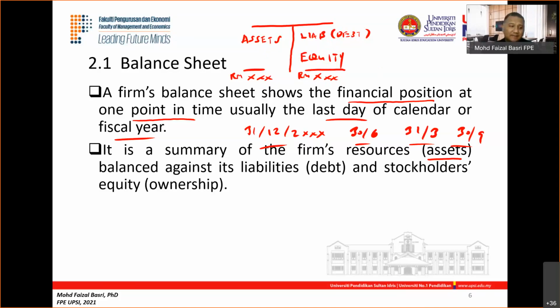But again, as I said, because this is not accounting, this is finance, we are more focused on the analysis. So you don't have to worry whether the accounts will be balanced or not, because the documents will be presented to you with a balanced account. You don't have to worry about creating the documents.